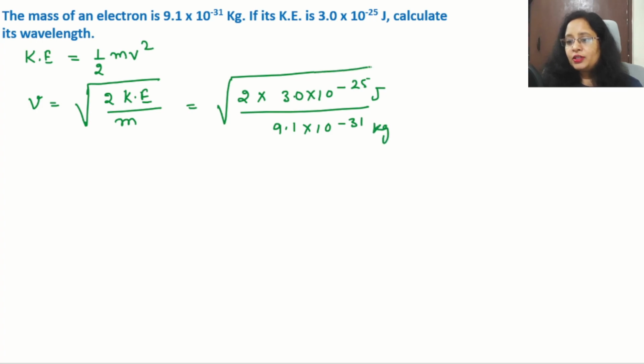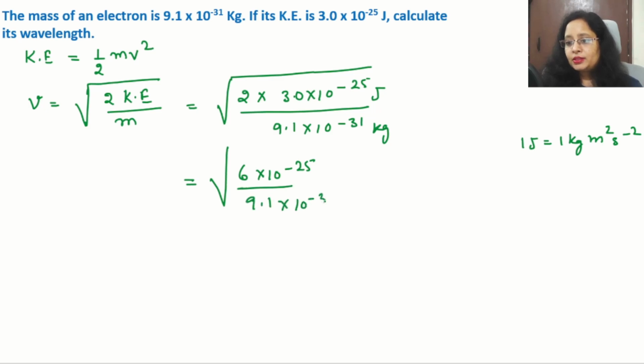Now friends, we need to change the unit. As we know, 1 joule is equal to 1 kg meter square second minus 2. So we'll substitute the unit and do the calculation of the numerical values. So again what we have, 3 2s are 6 into 10 to the power minus 25 upon 9.1 into 10 to the power minus 31.